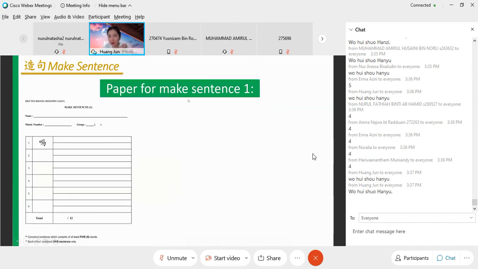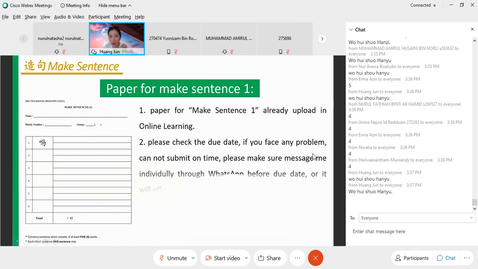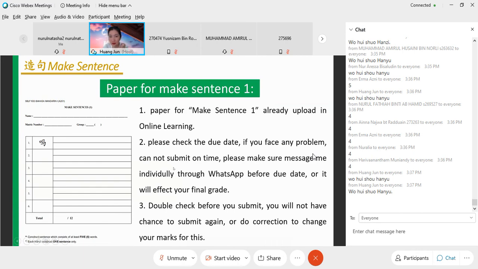Then this is the paper for make sentence. Okay, we already gave you the paper in online learning, also in the WhatsApp group. Download it by yourself. Please make sure you read the information I gave you. Only use make sentence 1. Okay, you have make sentence 1, 2, 3, 3 different papers. Use the first one. They already wrote the first Chinese character for you. So when you print your paper, the first character you don't need to write anymore. You just start writing from number 2 until number 6. Okay, you just write another 5 Chinese characters.